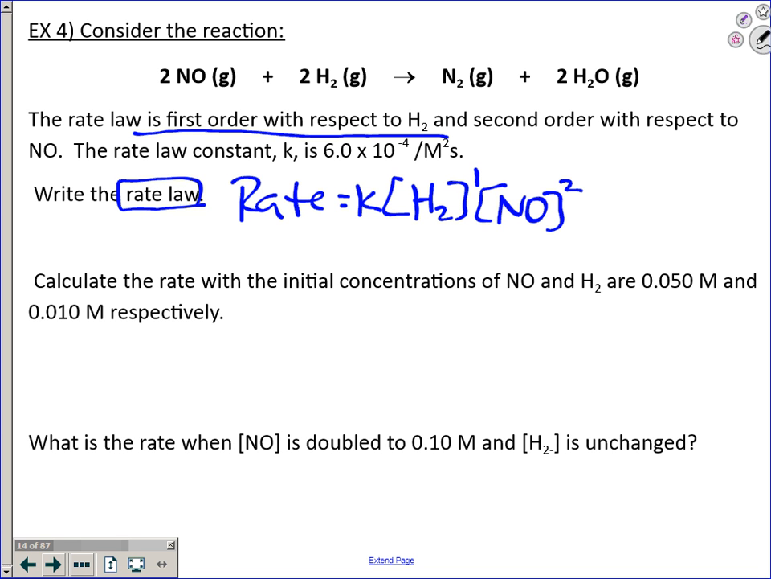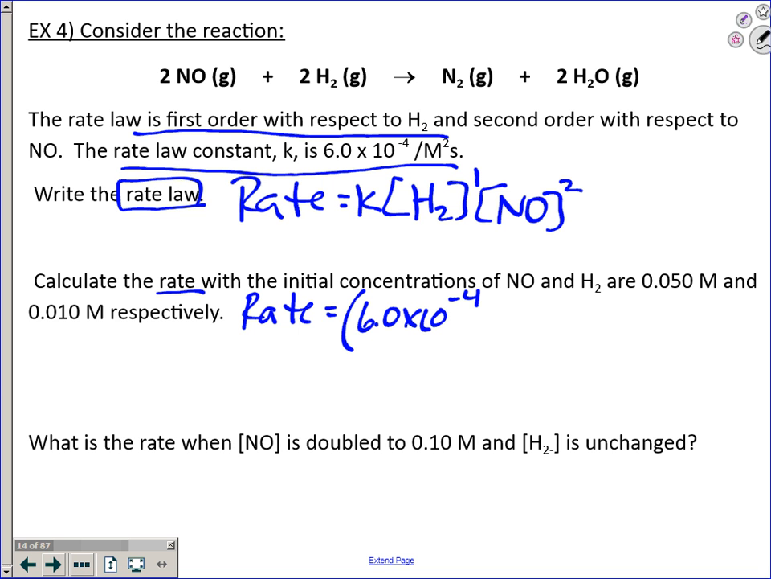Now, given this information, calculate the rate with the initial concentrations of NO and hydrogen gases. So all I'm going to do is solve for rate, correct? Rate is equal to K, and the rate constant is given right here. So I'm going to plug in 6.0 times 10 to the negative fourth per molar squared times seconds. You with me? Okay, just plugging in data.